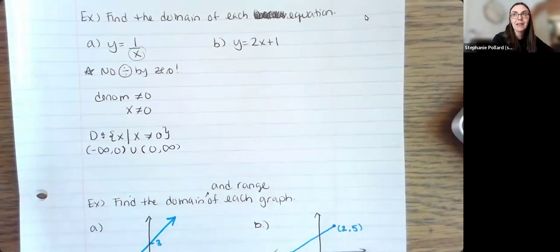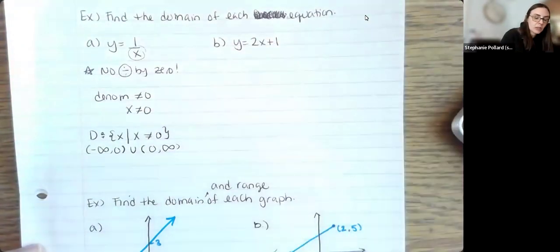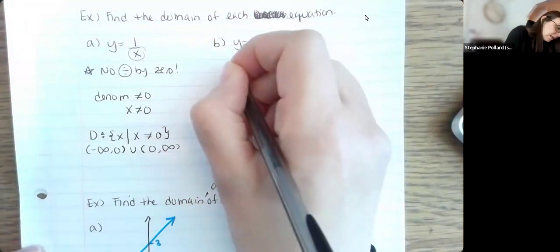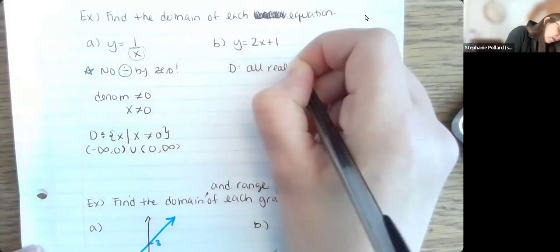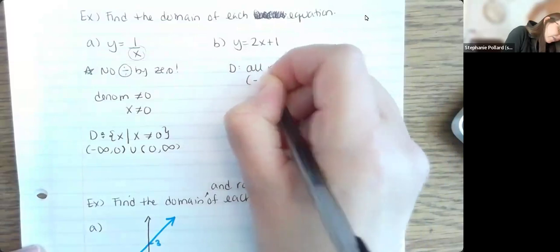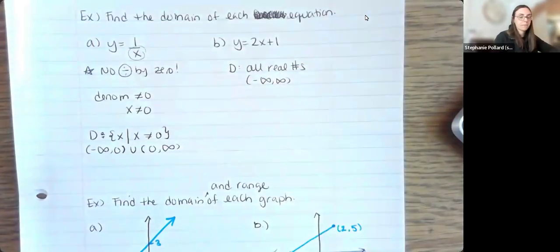There are not a lot of restrictions, but there are other ones we'll watch out for later. For right now, dividing by zero is the big one. So there are no restrictions here. I don't see any issues. So my domain in this case is all real numbers, or in interval notation, negative infinity to infinity.